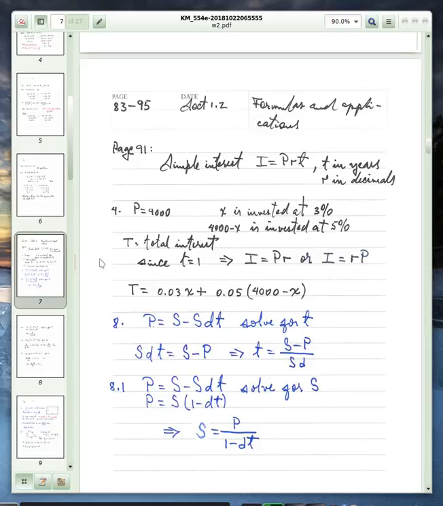Here on this page of the notes there is a small question on interest, but let's not worry about interest now. We will have time to get back to that. Let's look at question 8. Question 8 is: they ask us to solve for t, and it is p equals s minus s dt.